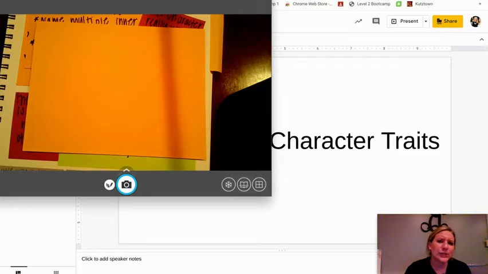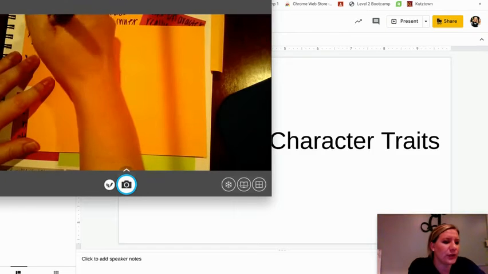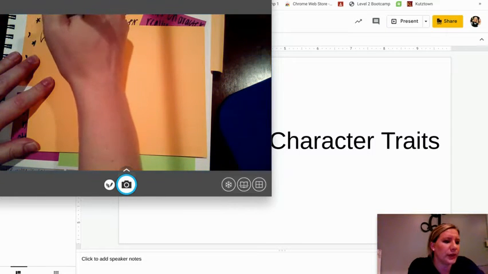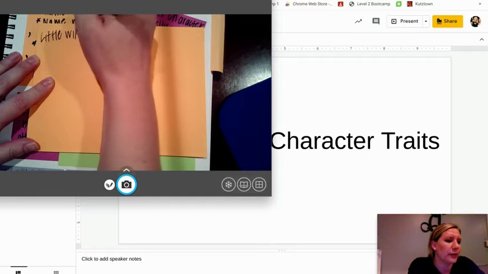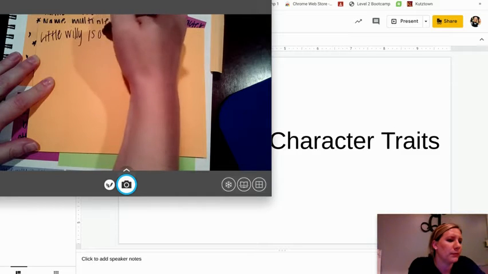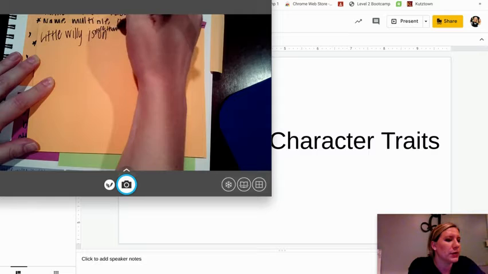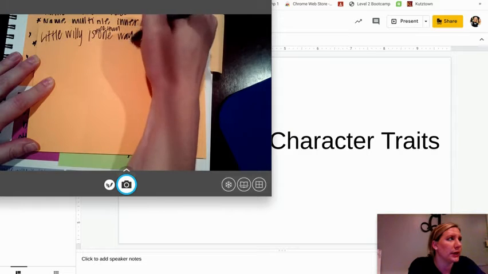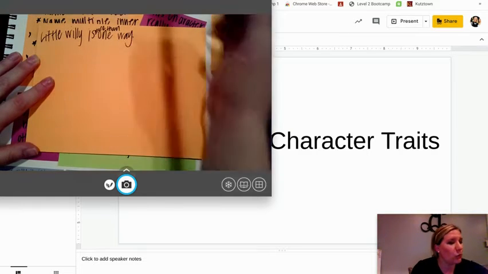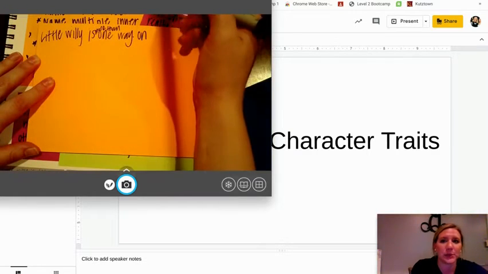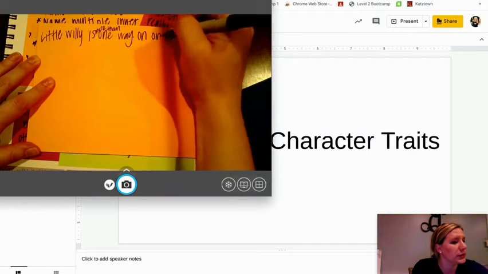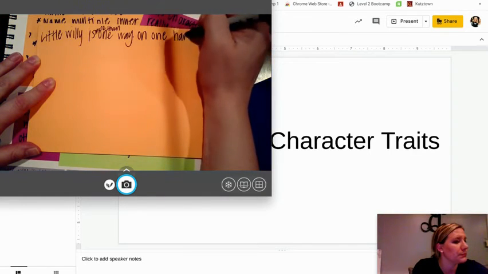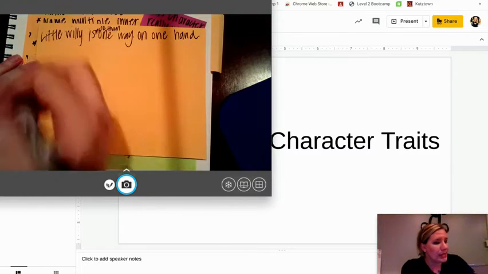But as I continued to think, I realized that I really do think that Little Willie is more than one way. On one hand, so we talked about that as being one of our sentence starters. So on one hand, he is determined.